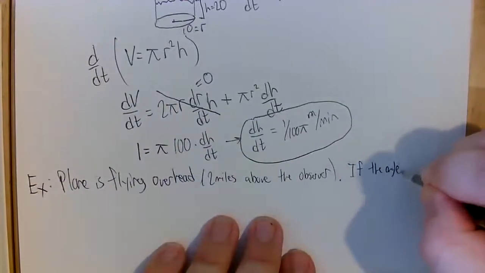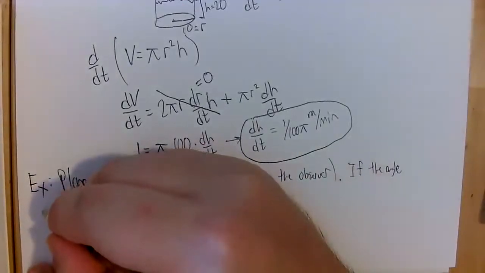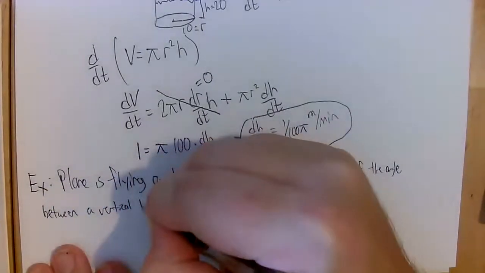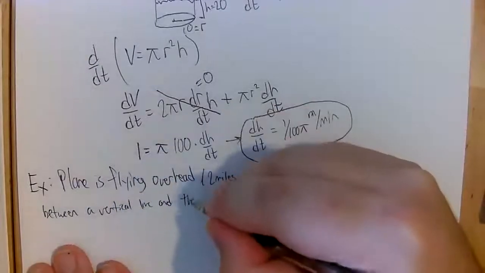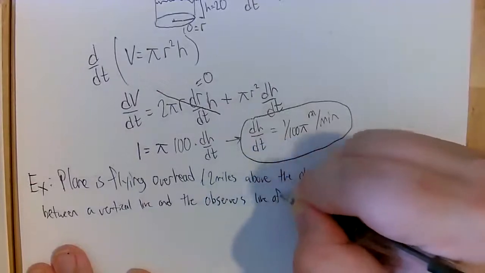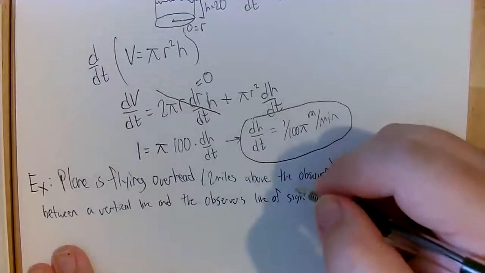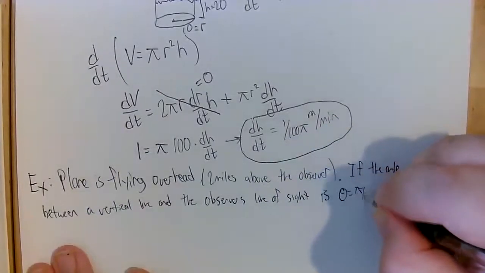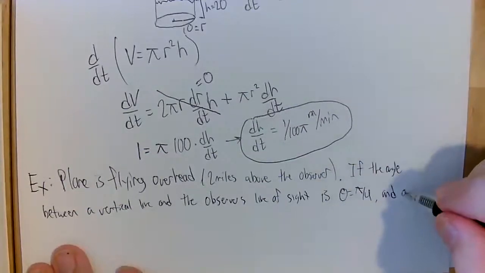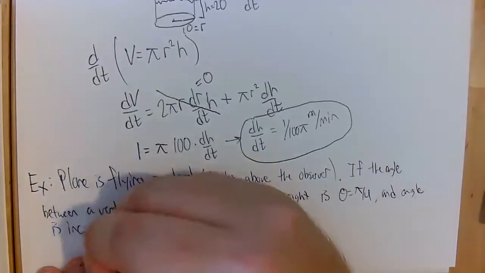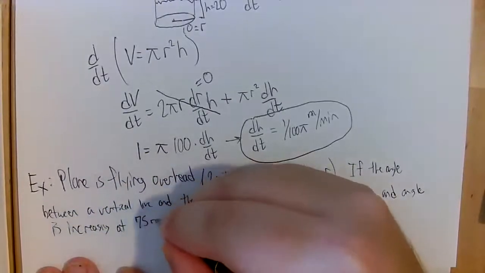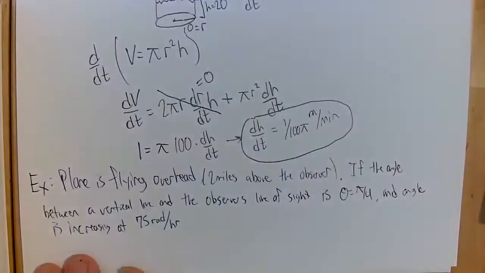If the angle between a vertical line and the observer's line of sight is theta equals pi over 4, and the angle is increasing at a rate of 75 radians per hour. Remember, radian is a unit for angle.